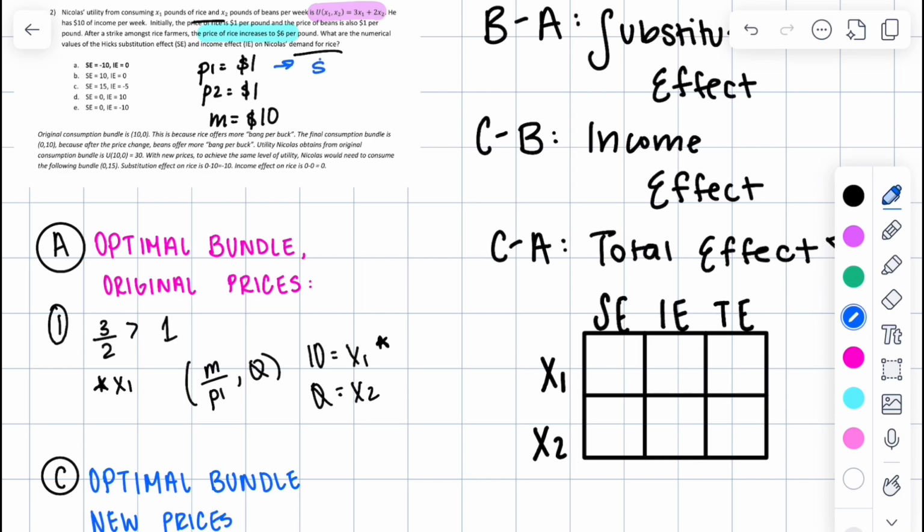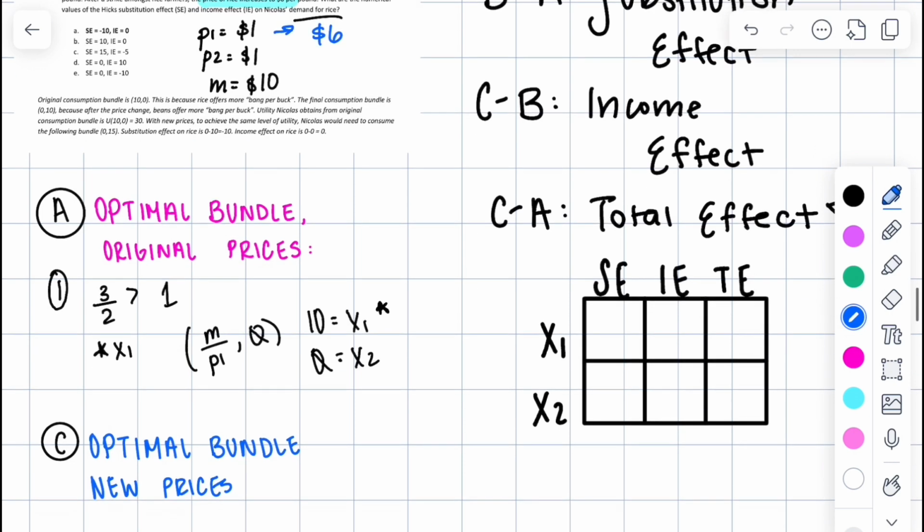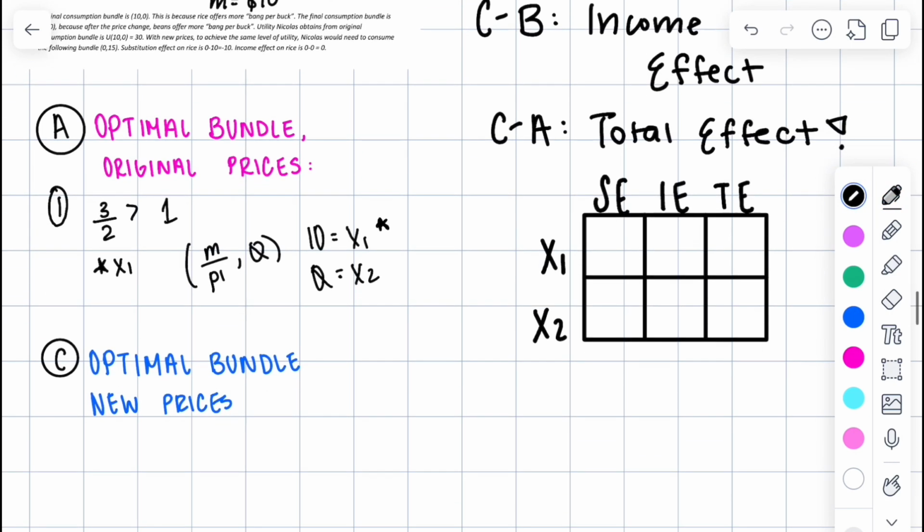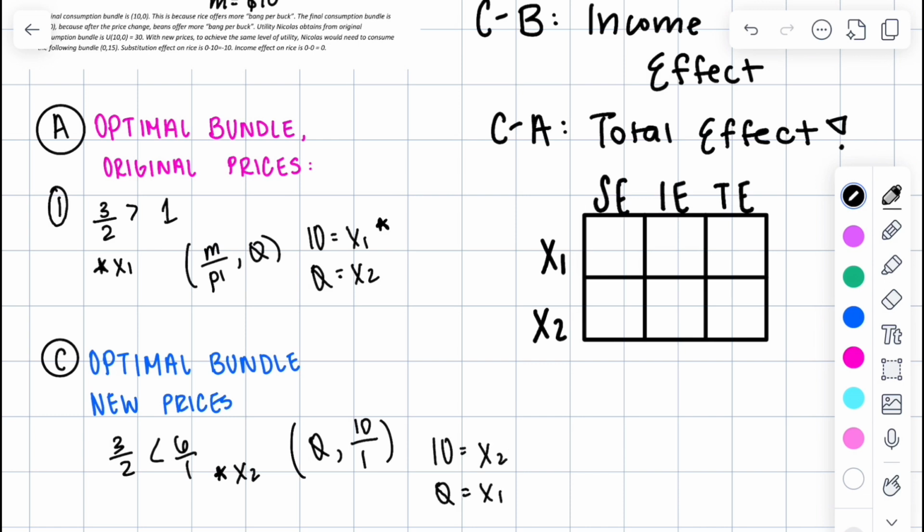So this P1 is going to become $6. So now we have a new MRS compared to price ratio for our point C. And so it's going to be 3/2 compared to 6 over 1. Now we want to consume all of X2. So we're going to have 0 of X1. And we're going to have M over P2, our income still being 10, but the price of 2 is still 1. And so then our optimal amount of X2 is going to equal 10 and 0 for X1.